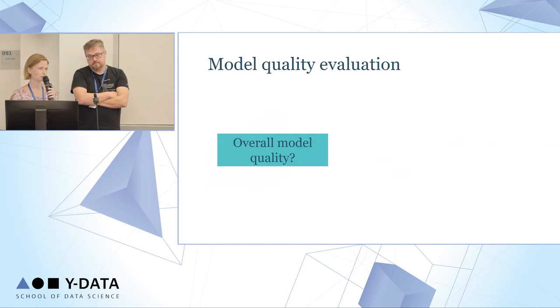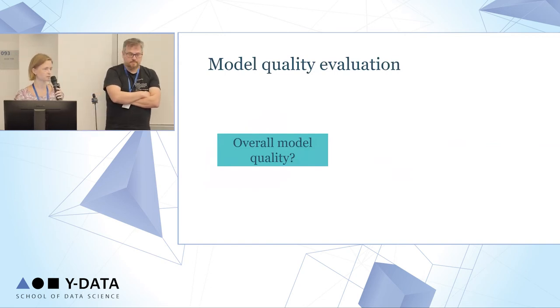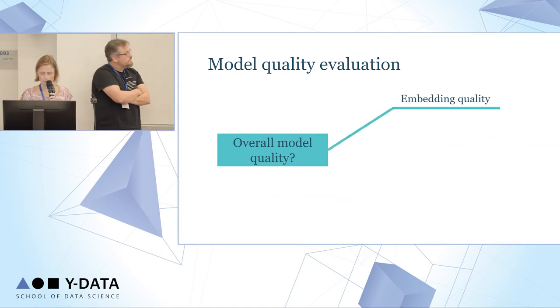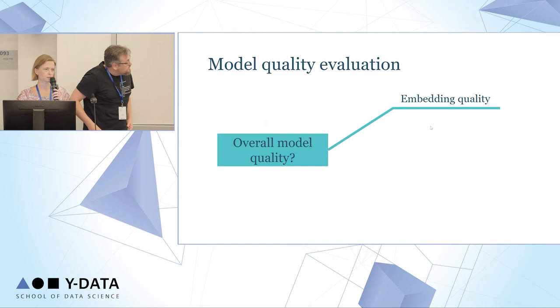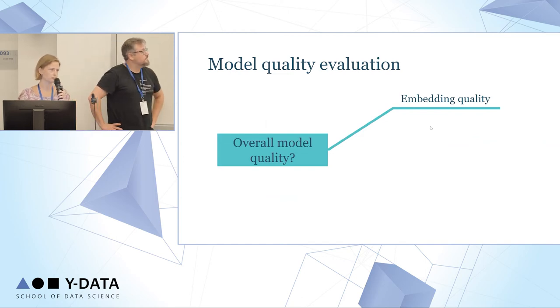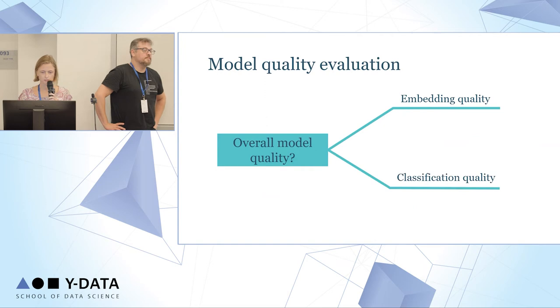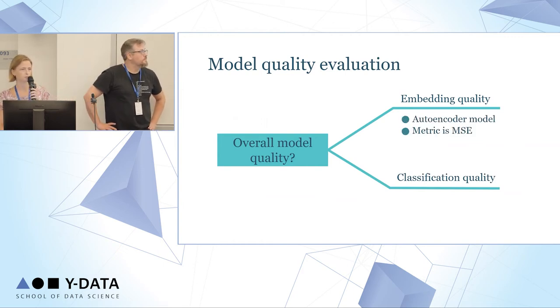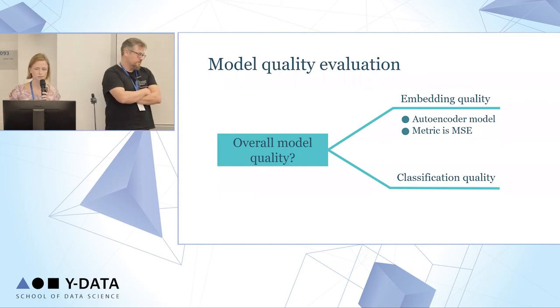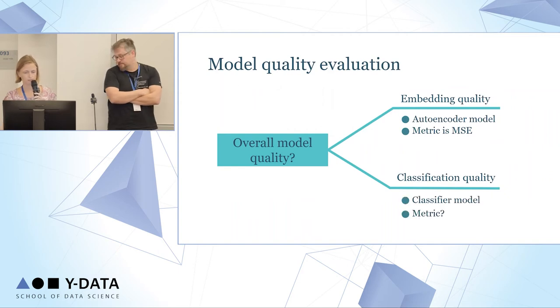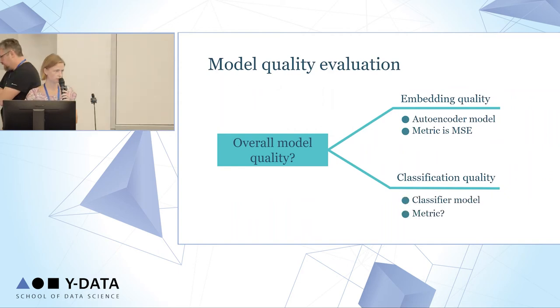But from the very beginning, we had a problem. How will we evaluate this final classification? Is it good or bad? It depends on two things: on the embedding quality itself, in terms of how well this embedding represents the input data, and on the classification quality, how well this embedding allows us to capture co-expressed genes. In the first case, the autoencoder has a metric, mean squared error, and we can evaluate the loss function while reducing dimension size. But in the case of classification, we have no such metric.